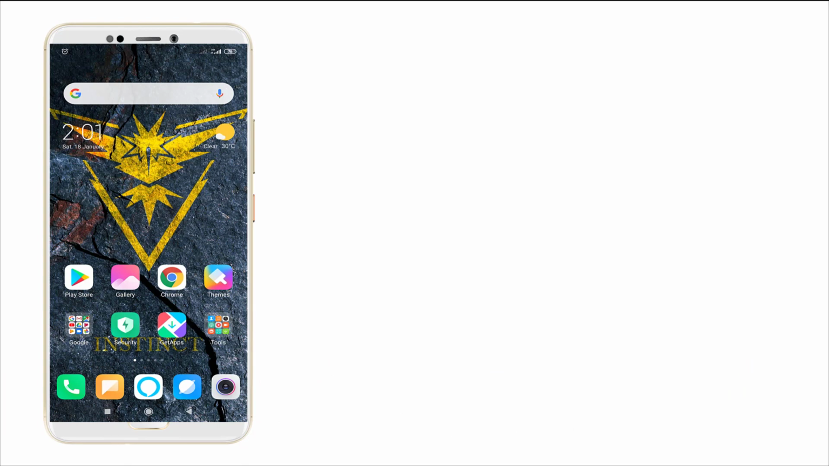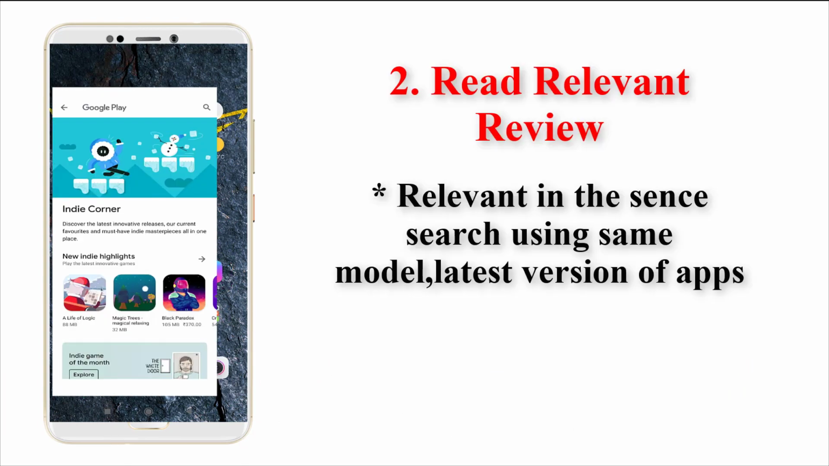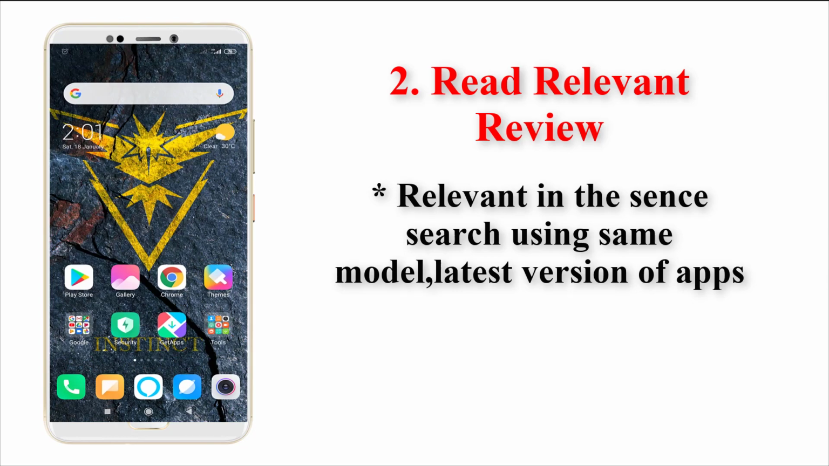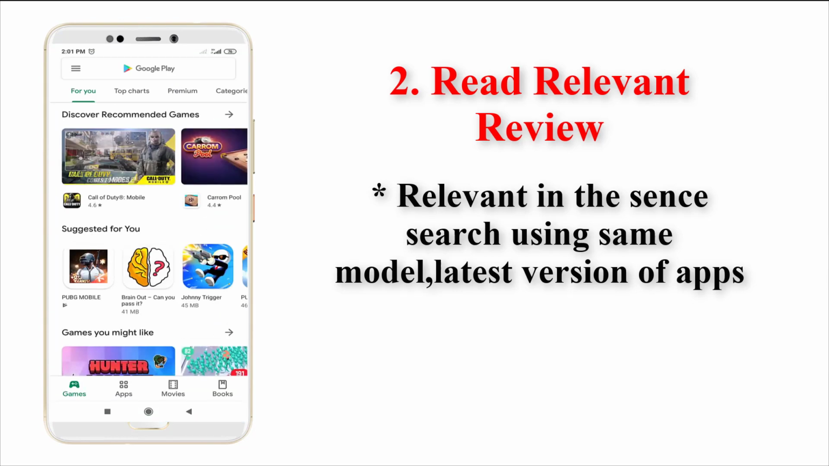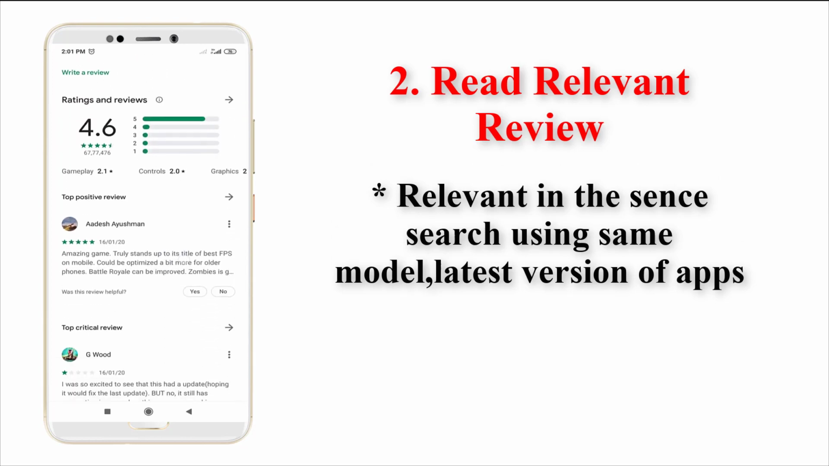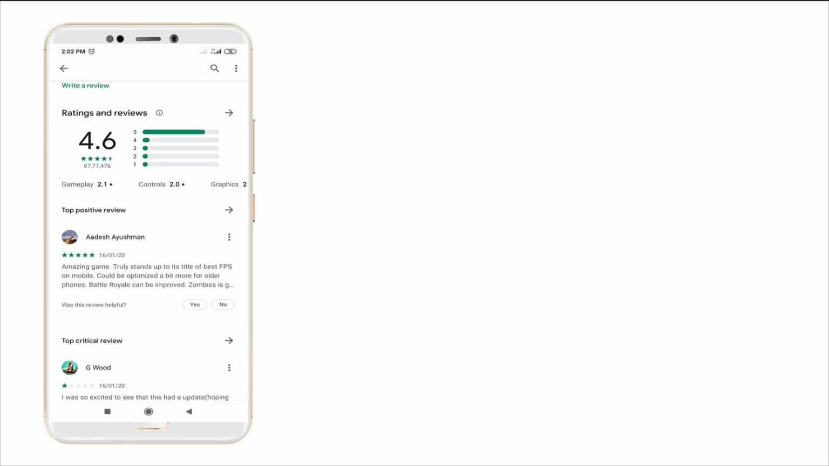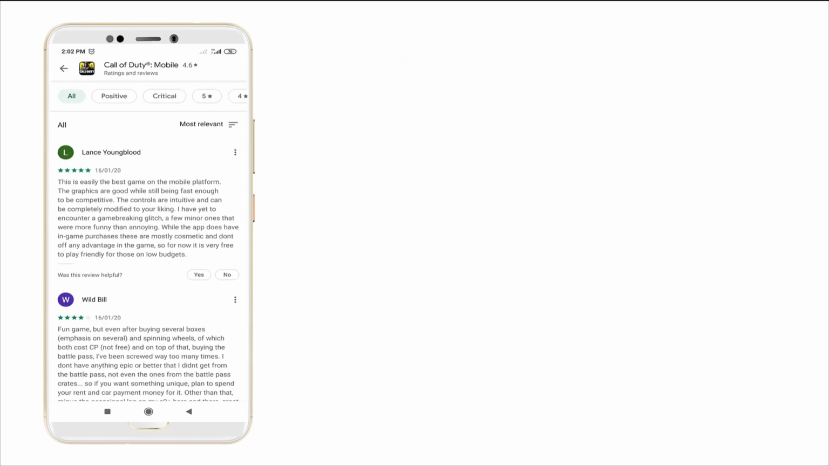The second one is the relevant reviews. We are going to show the relevant reviews of an application. Just for example, I'm going into one of the applications. There are n number of reviews you may see, but how to see the relevant reviews? It's very simple.